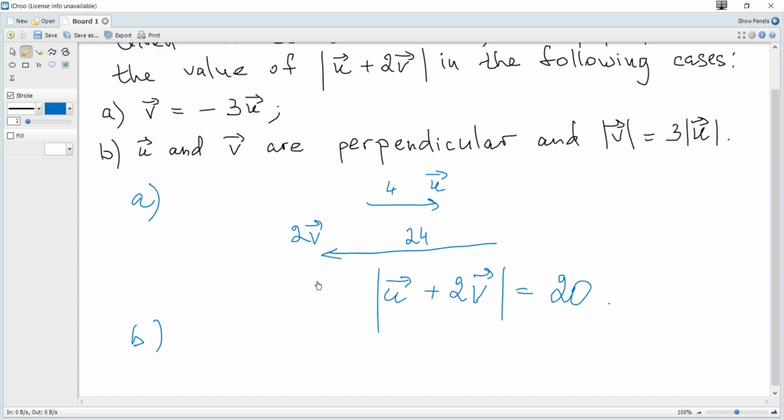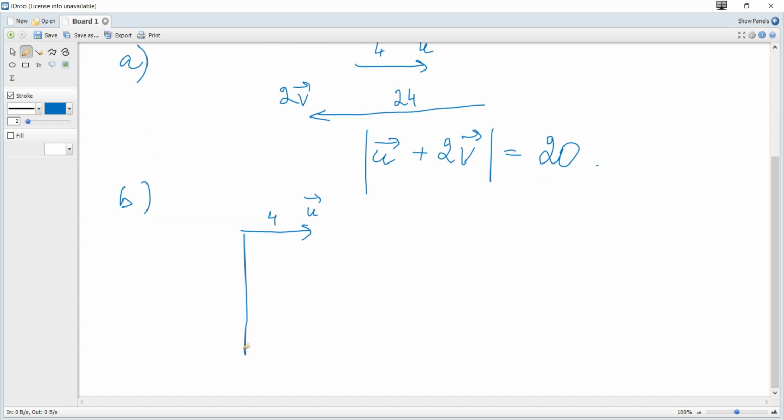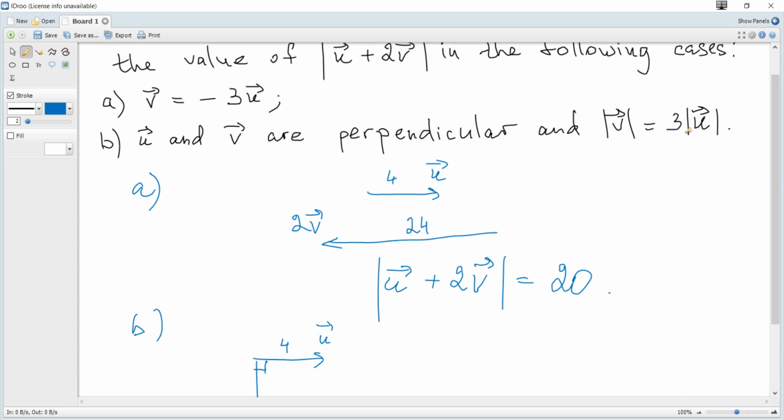B. u and v are perpendicular, and the magnitude of v vector is 3 times the magnitude of u vector. So again, given u vector and its length is 4, and v is perpendicular to u vector, and the length of v vector is 3 times larger.